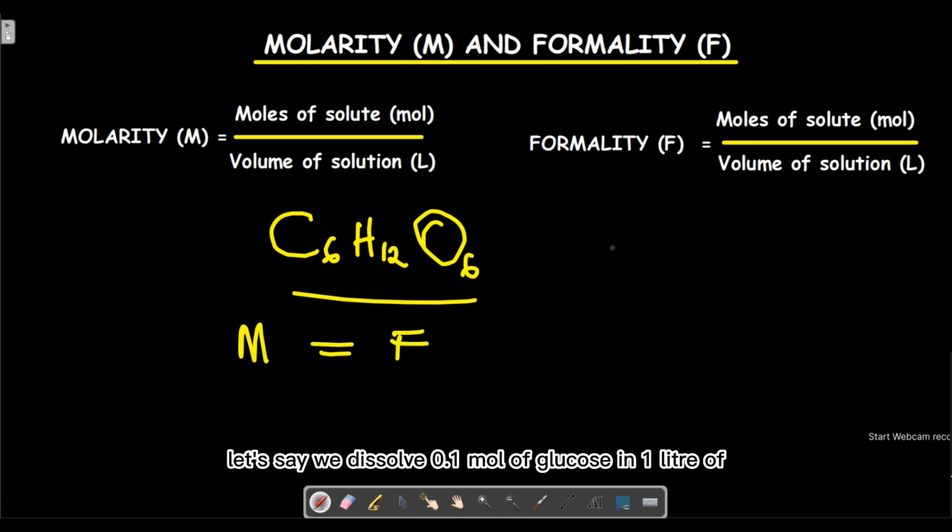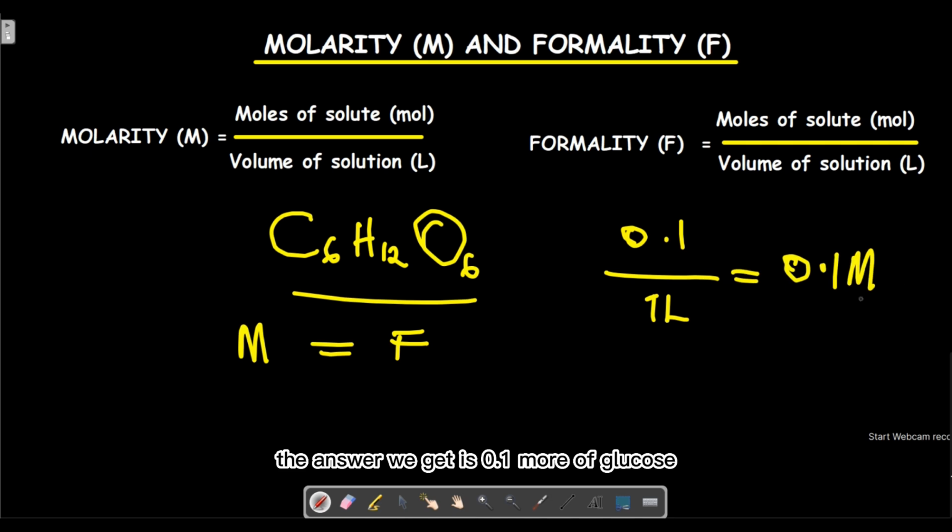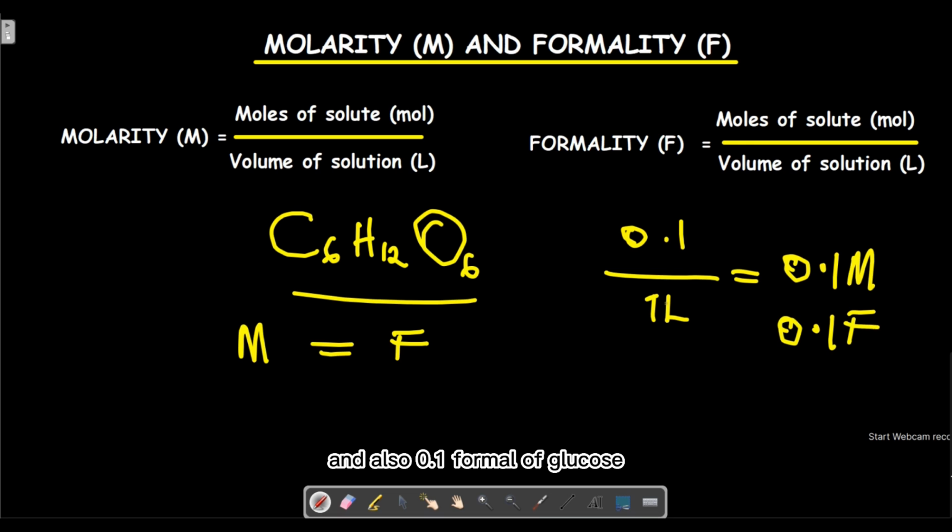For example, let's say we dissolve 0.1 mole of glucose in 1 liter of water. The answer we'll get is 0.1 molar glucose and also 0.1 formal glucose, because glucose does not ionize or dissociate in water. So molarity and formality can only be the same if the substance does not ionize in water.